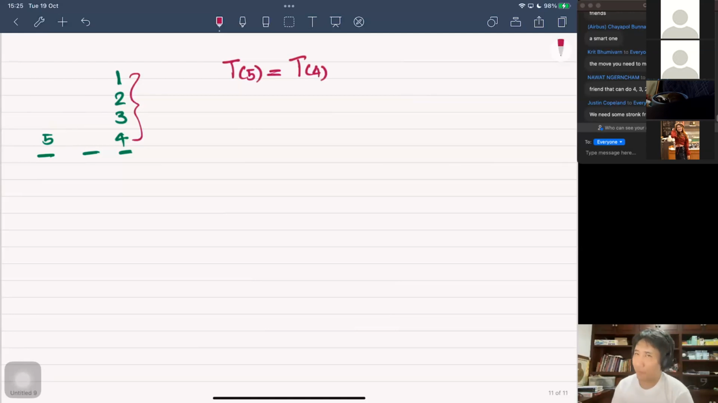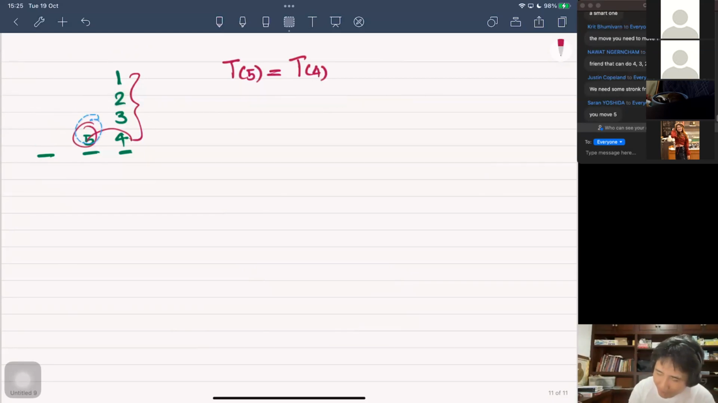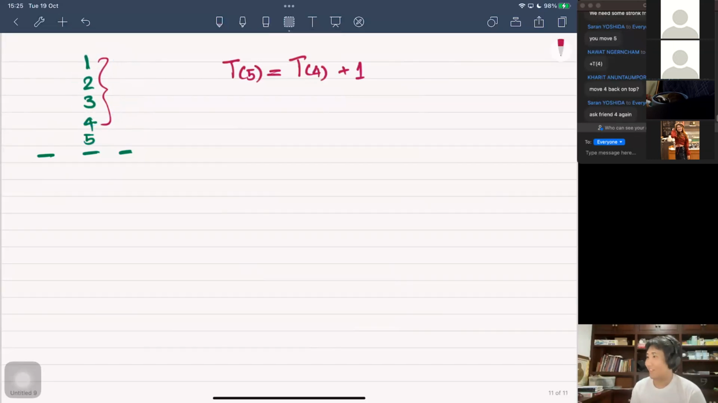Okay. And then what do you do next? You hire your friend, and then what do you do? You move the number 5 to another one. So that means it's a +1, right? You move number 5, so you add 1. That's another turn. Then what do you do? Very good. Then you hire your same friend to move all these 4 back to the top. Are we good? So we have the recursion that's written like this.